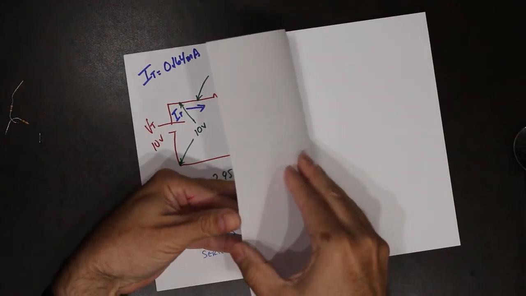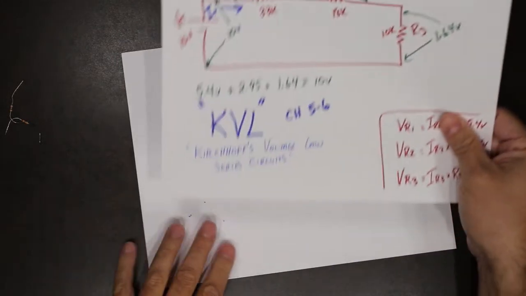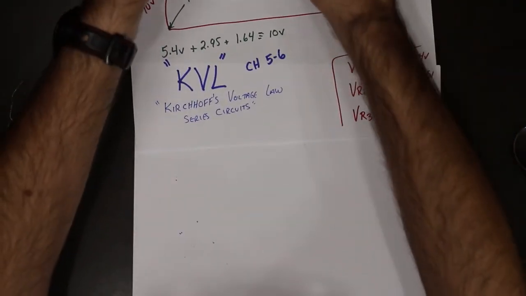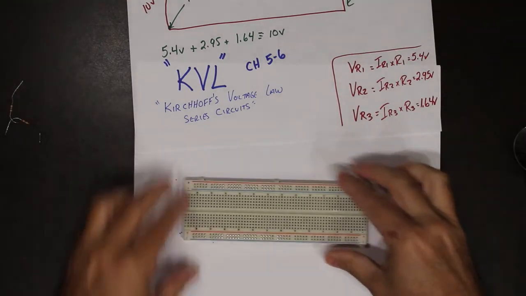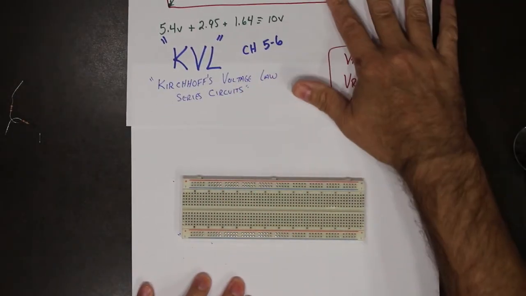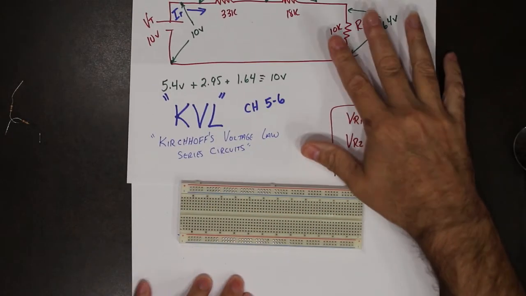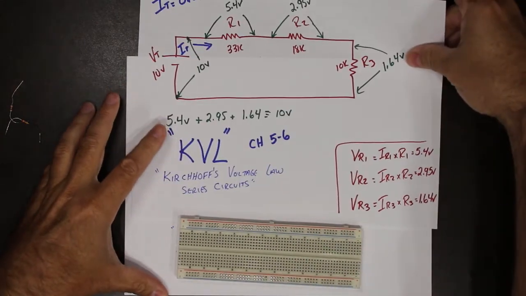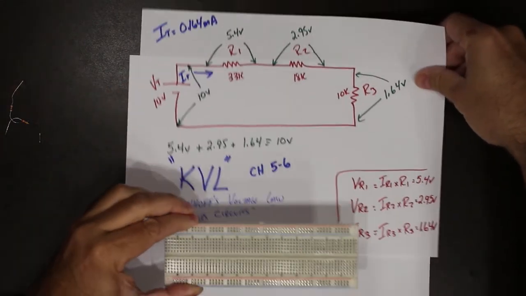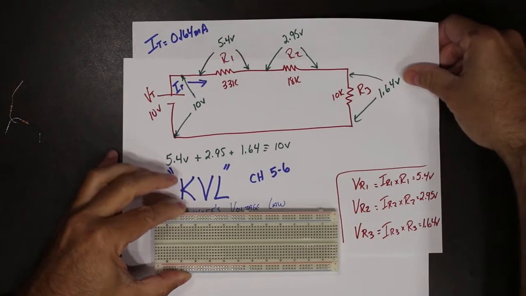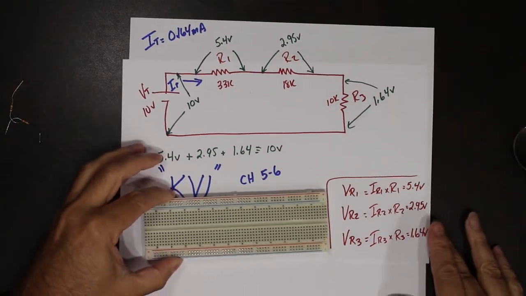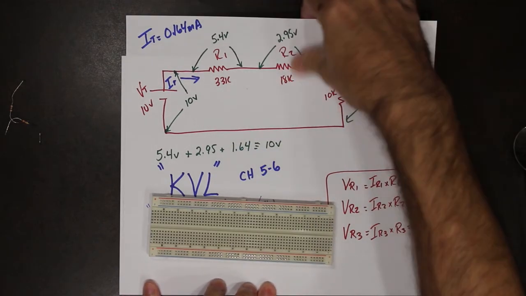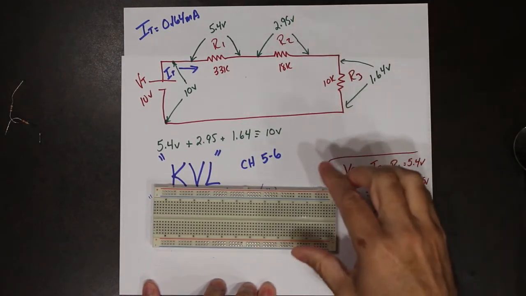So let's see if we can prove that. I'm just going to take this circuit and move it up a little bit here. I'm going to build that circuit and we'll do these measurements. Let's try right about there. I can get everything on the camera. Good.